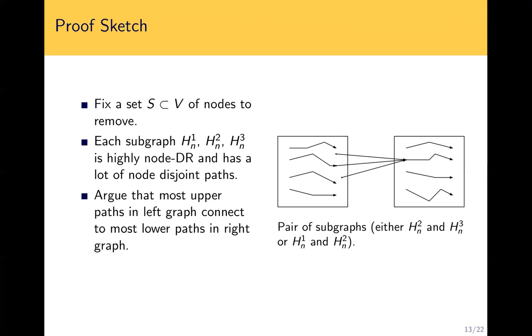And we do that for both pairs, so H1 and H2, and then H2 and H3. And then after that, we union bound over all possible S's. And what we're proving is that most of the paths in H1 connect to, or can reach, most of the paths in H3.